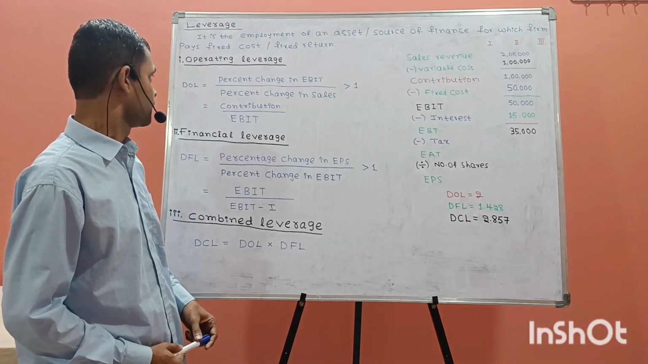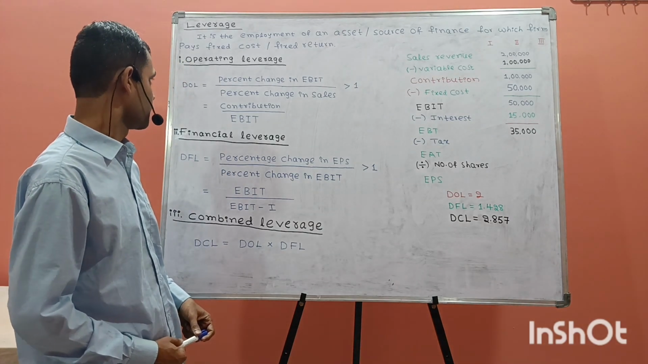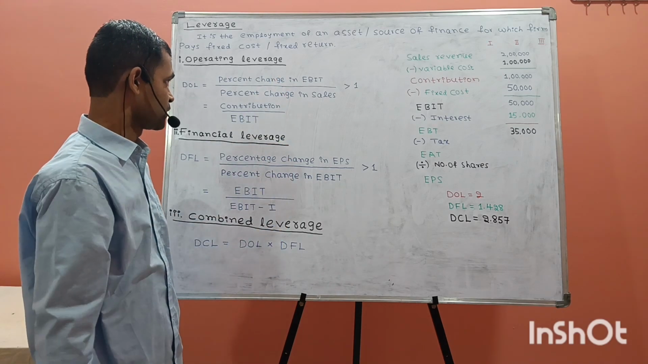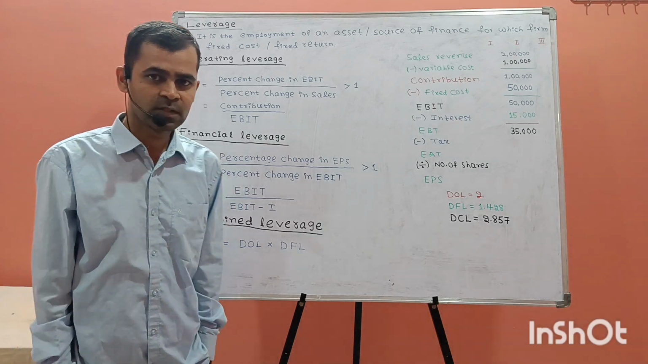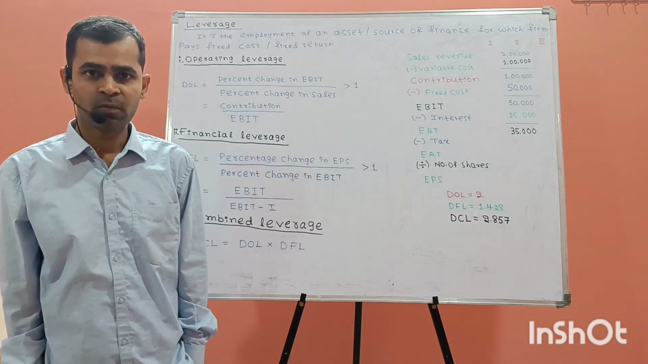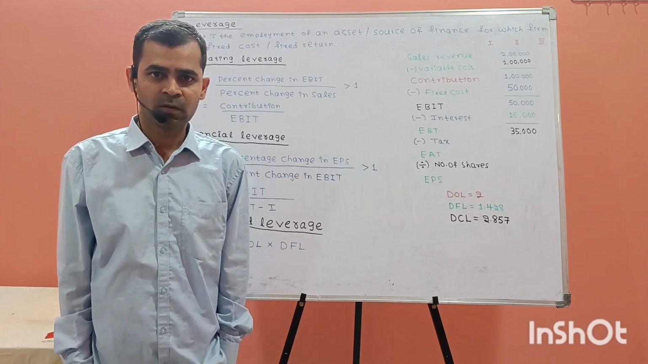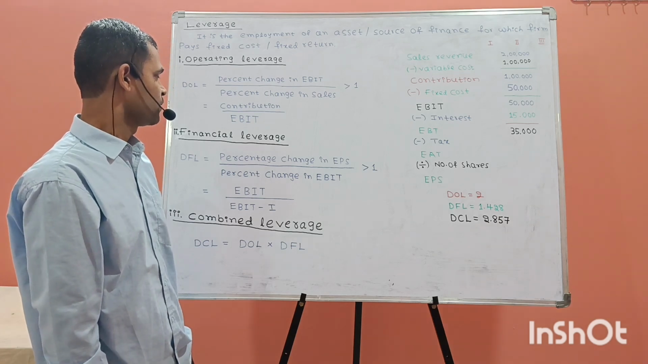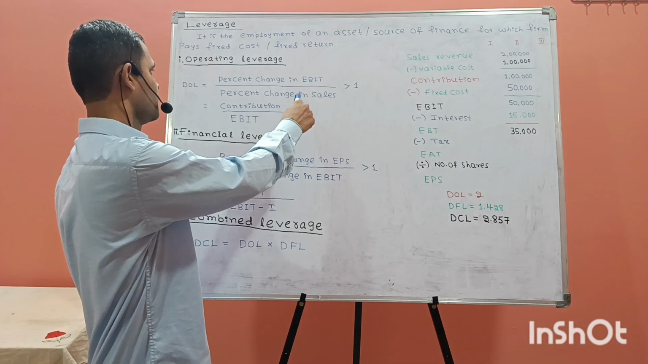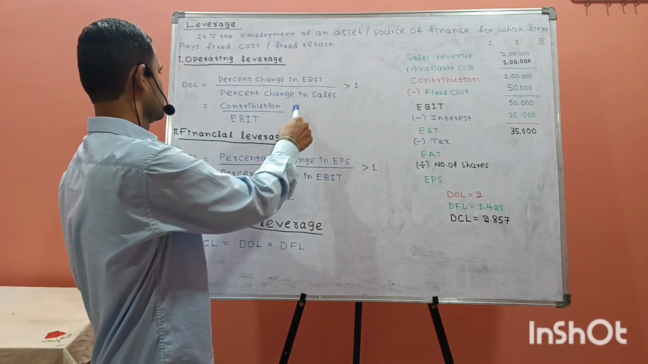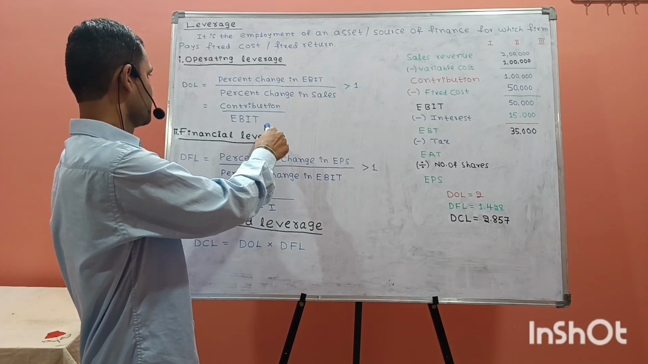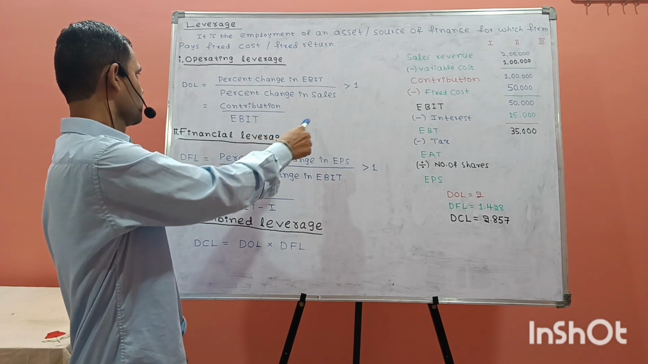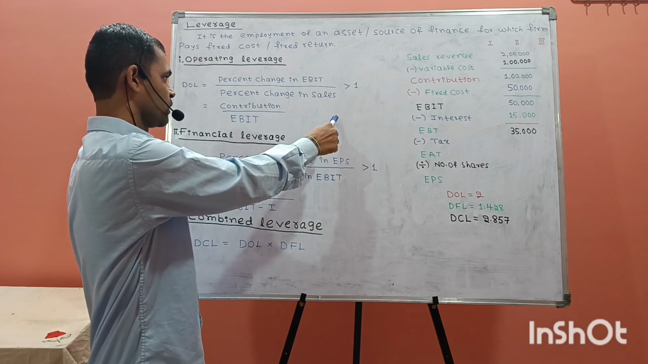So we have these three types of leverage: operating leverage, financial leverage, and combined leverage. Operating leverage is defined as the ability of a firm to use fixed operating cost to magnify the effects of changes in sales on changes in EBIT. It can also be calculated by the formula contribution divided by EBIT. So this value is always greater than 1.